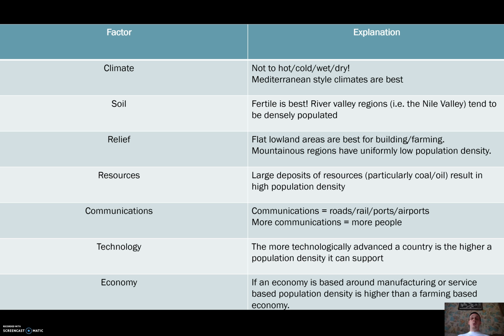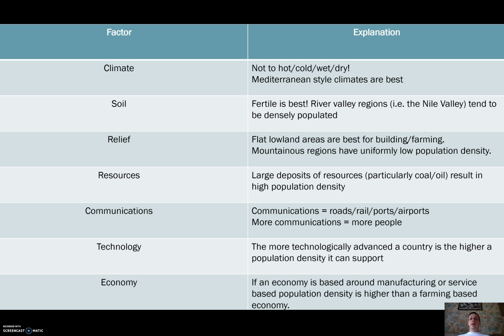If we move on to soil, it seems pretty obvious to say it, but fertile soils are best. We can see this naturally with the river valley regions. Now, river valleys have very fertile soil because river alluvium, the material that's deposited by rivers when they flood particularly, is extremely fertile. So areas, and I've put up here an example of the Nile Valley, are extremely densely populated, and it has been historically, just because it's so good for farming.